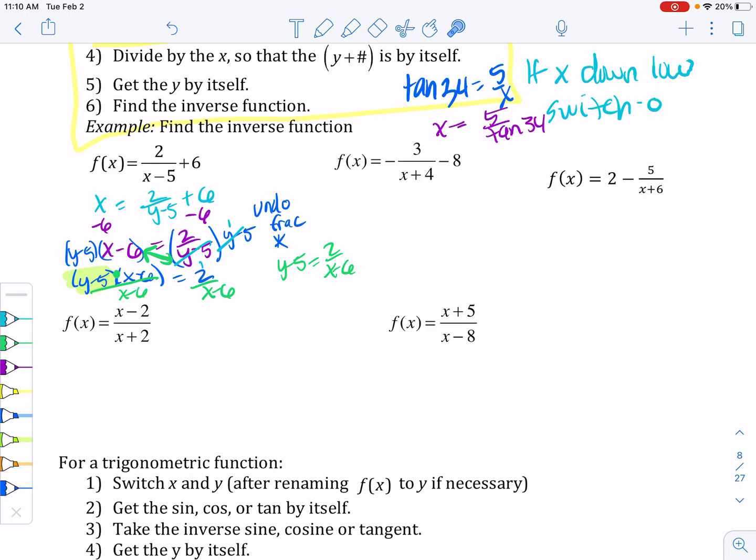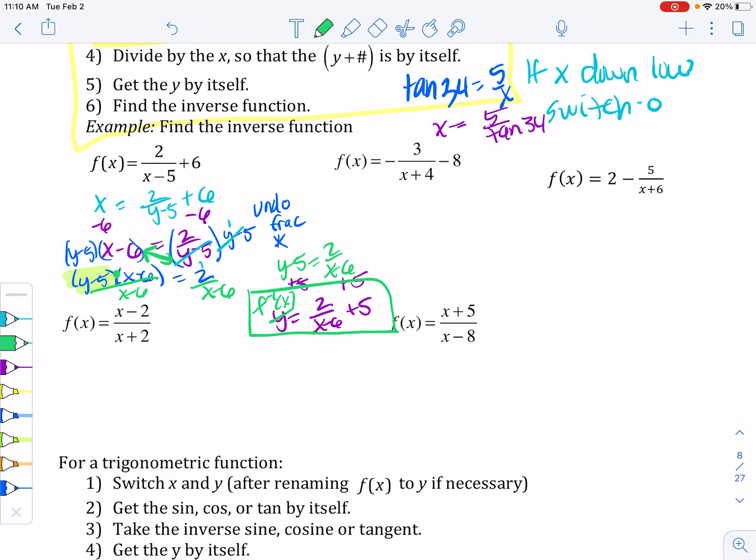So now I want to undo the order of operations backwards again. So here we're going to add 5. So then I get y equals 2 over x minus 6 plus 5, making sure the plus 5 is outside the fraction. You can end up getting a common denominator and simplify. I don't need you to do that. So since this is less work, we're just going to stop here. So then this becomes our equation.